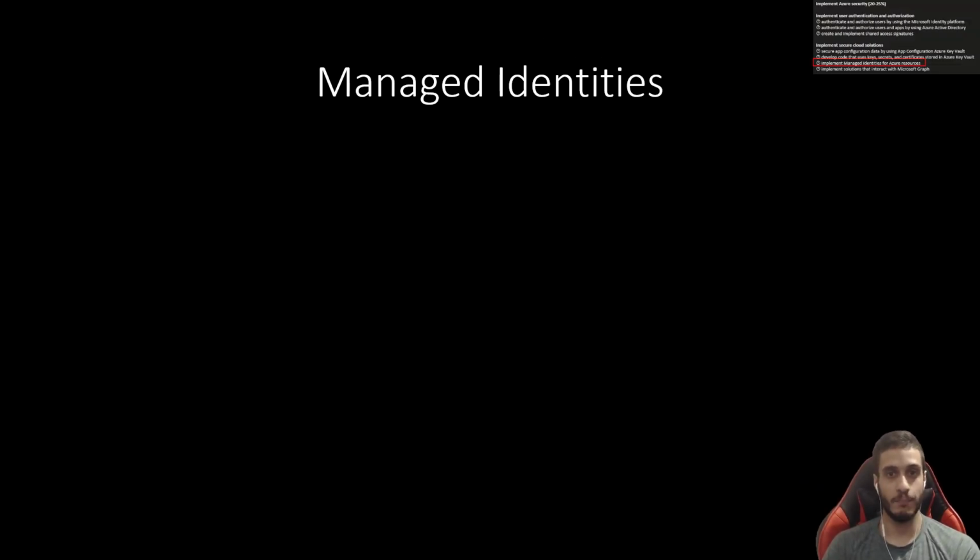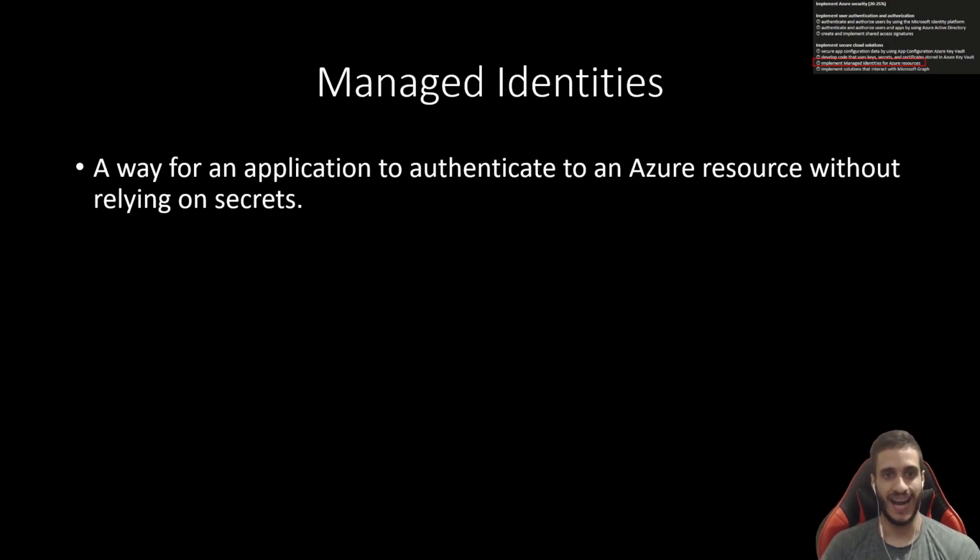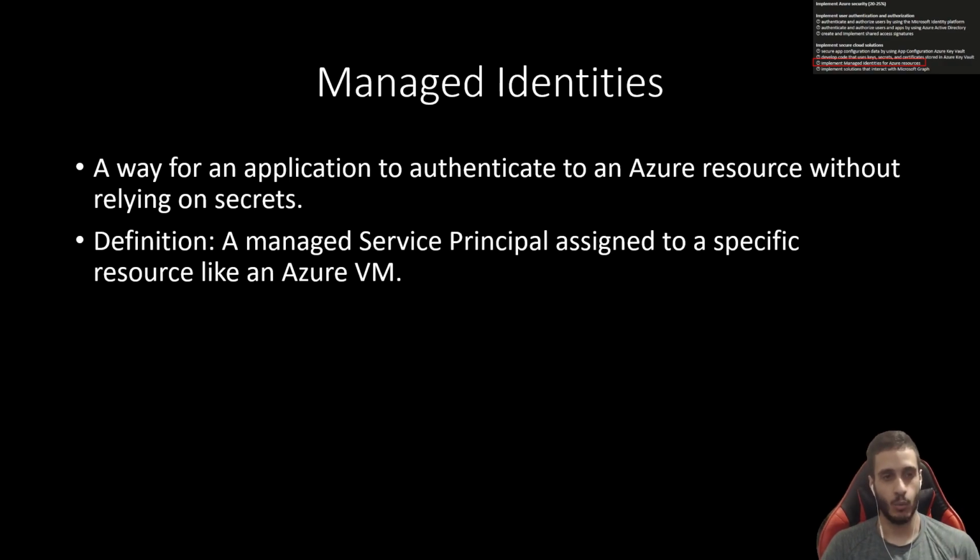Now, a world with managed identities is essentially a world where an application authenticates to an Azure resource without relying on secrets. This is the beauty of using managed identities. Now, the more technical definition is that a managed identity is essentially a managed service principal assigned to a specific resource like Azure VM. So when you enable managed identity on a specific Azure resource, behind the scenes, it actually registers a service principal that is automatically managed by Azure, meaning that it deals with things like client secret rotation and all of that. So you don't have to worry about the actual service principal, rather than have you manually register the application on Azure Active Directory.